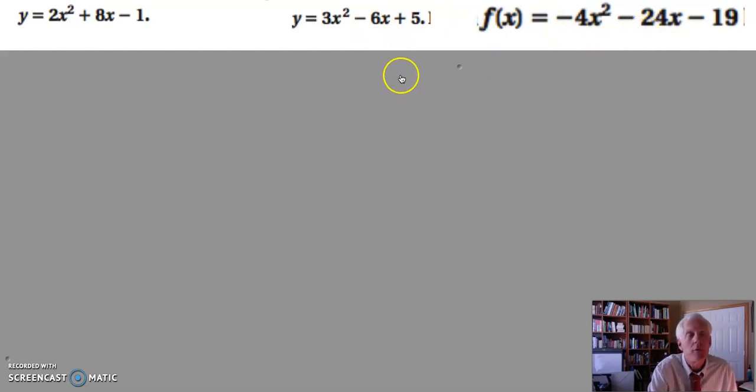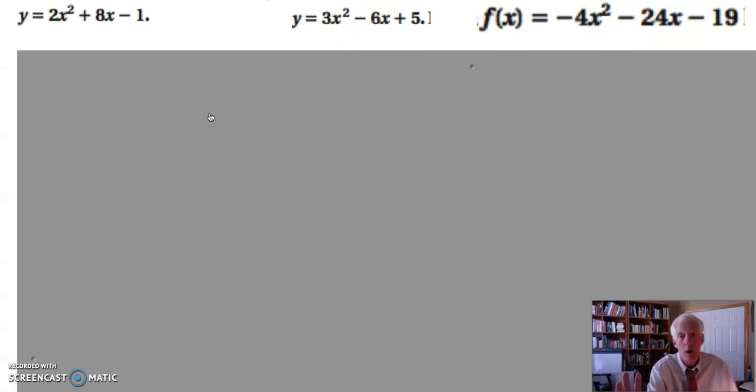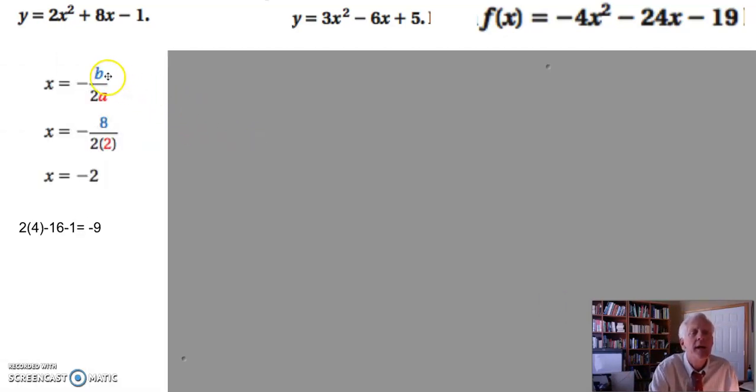Kind of difficult to do, but we can do that. To find the axis of symmetry for the first one, we have negative b over 2a. Insert 8 for b, 2 for a. The x value, or the axis of symmetry, is negative 2. Take the negative 2 and plug it in. My vertex is negative 2 for the x value, negative 9 for the y value.